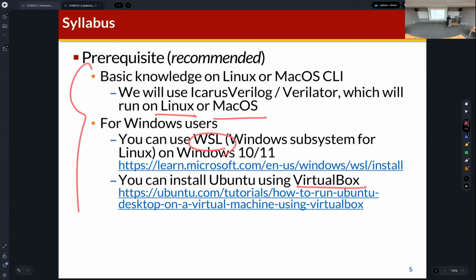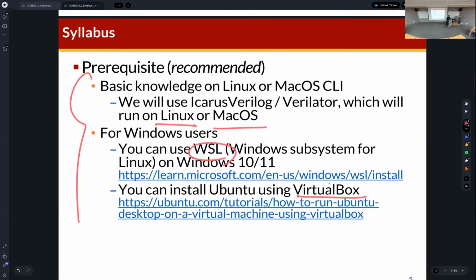So these are prerequisites for this course. We will use these EDA tools in one month, so please get familiar with the CLI environment, the command line interface of the Linux operating system or Mac OS.